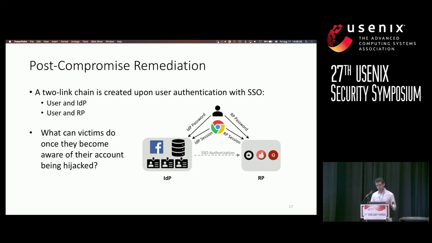Suppose that the user becomes aware of any suspicious activities, and then the user tries to cut the attacker's access out of the identity provider by logging out, changing the password, and invalidating all of the active sessions. However, as long as the relying party's persistent cookies are valid, or a secondary authentication path exists between the attacker and the relying party, a link between the relying party and the attacker remains intact.